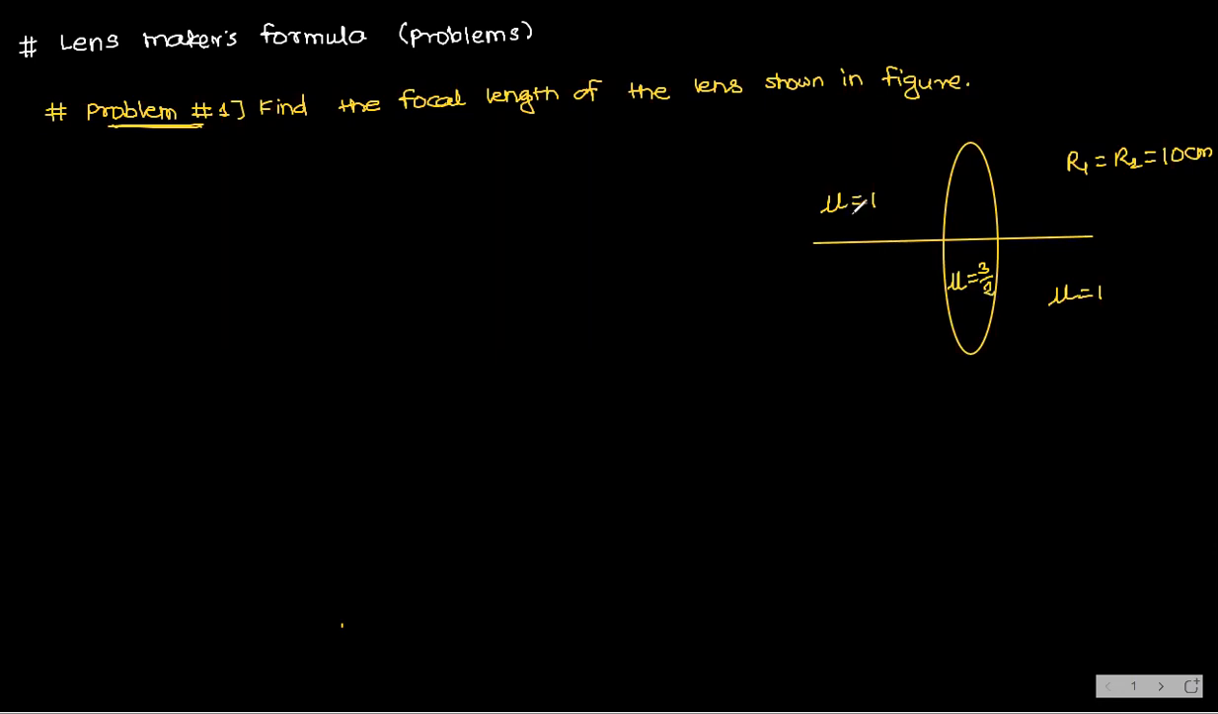3 by. Good afternoon, sir. Good afternoon. So this is what? 3 by 2. Refractive index is what? 3 by 2. Okay. Right. Now how to solve this?